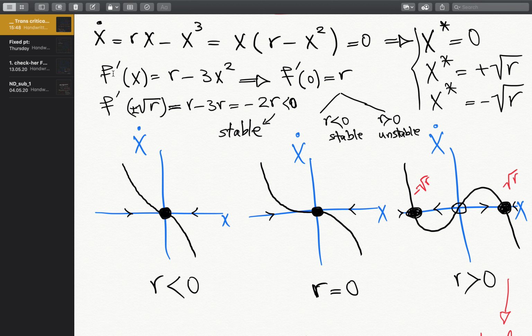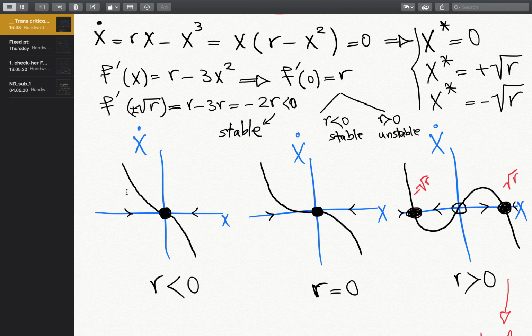Now we have these f primes, right? We have f prime at the first fixed point, as well as f prime at the other two fixed points. So in the first one, if r is negative, then f prime is negative, therefore it is stable. And if r is positive, then f prime is positive and it is unstable. And if we draw x dot with respect to x for negative r's, we see this.